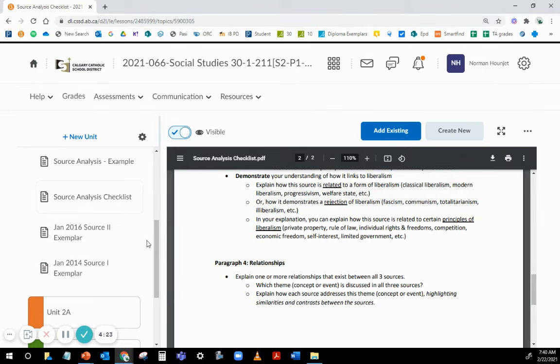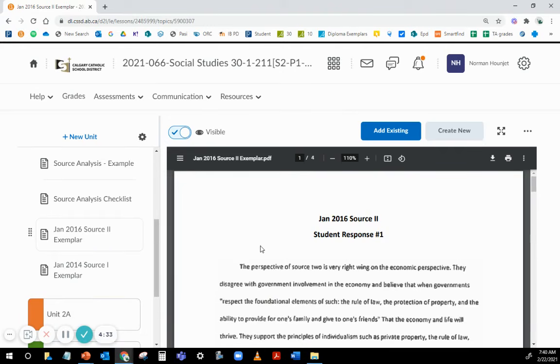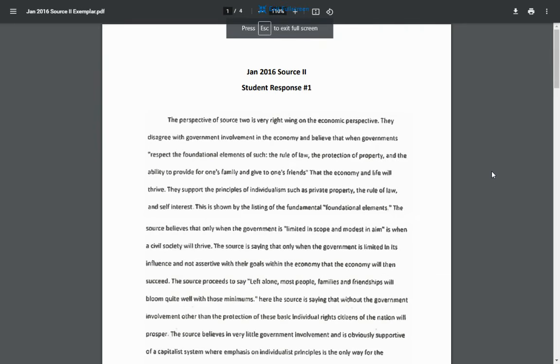Additionally, if you have a little extra time, you can take a look at the January 2016 and the January 2014 source exemplars. These are not complete essays, not complete source analyses. Instead, I had students take a look at just one paragraph at a time. So what do we have here? January 2016, source 2. Here I will show you what I'm talking about.